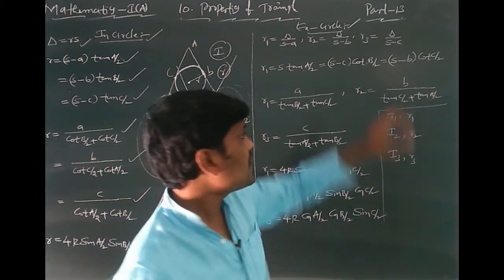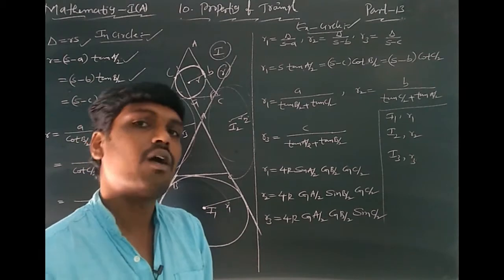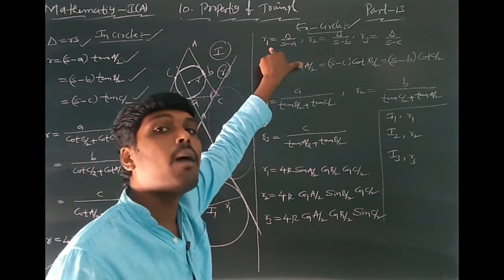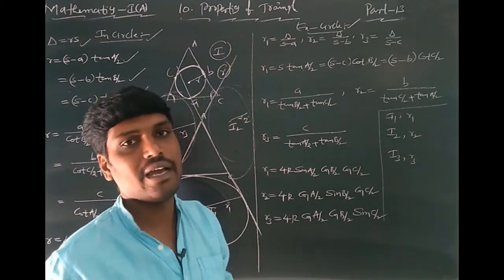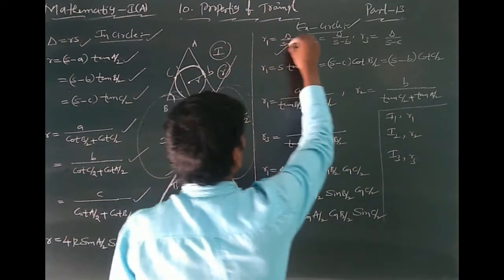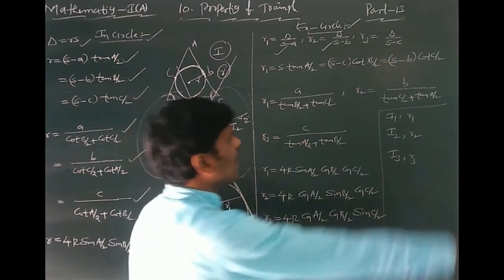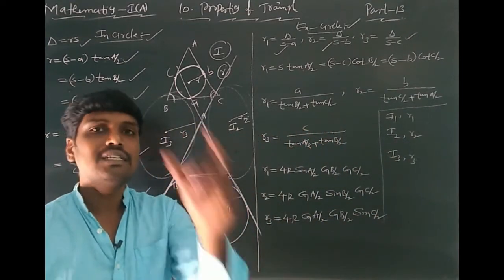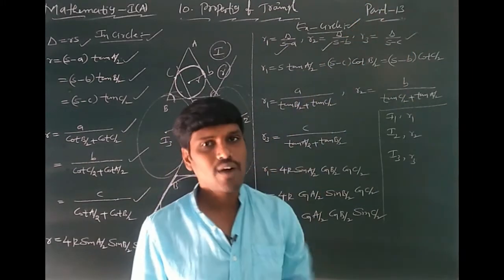Next, the excircle-dependent formulas. Very useful formulas. What are those formulas? First formula: R1, nothing but the first excircle radius, is equal to delta by S minus A. R2 is equal to delta by S minus B. R3 is equal to delta by S minus C. These three formulas are the excircle radius dependent formulas.